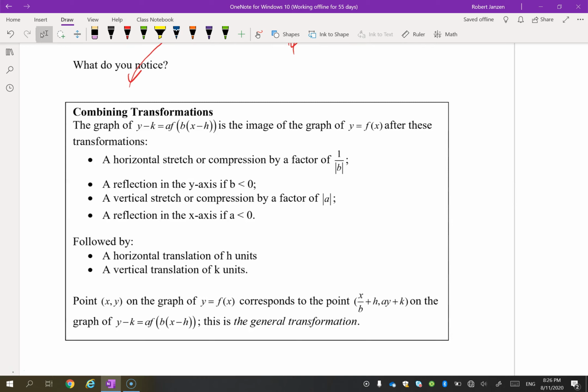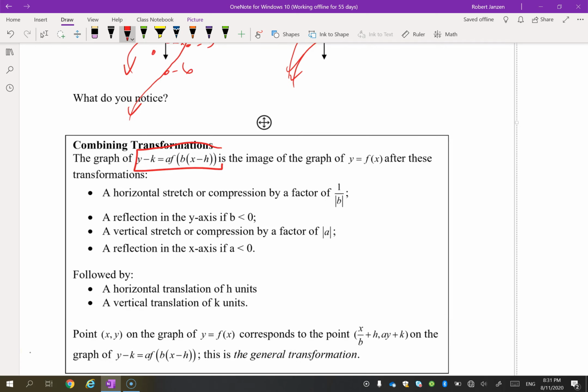All right, so let's take a look at combining transformations. So now you can have all of those things happening at once. Order matters. You're going to see this equation a lot. And in that equation that we have here, it has each of the transformations. We've got the horizontal stretch or compression. We've got a vertical stretch or compression. You've got a reflection, and then you've got translation.